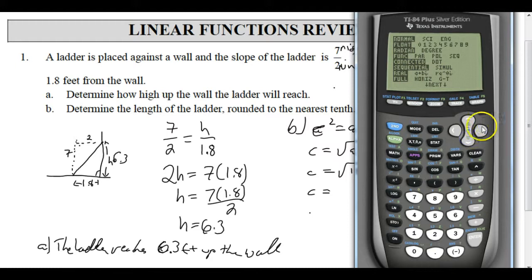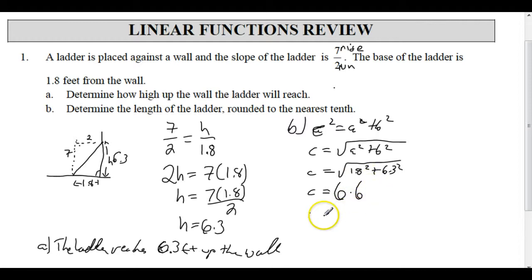Now remember the other way to do this, just, might as well give some hints. If we go to mode, down to float, and over to 1, then we're telling the calculator that we would like it to round to 1 decimal. So if I redo the calculation, I'm going to have to actually go back and replace the answer with 6.3. The only reason I got that before, plus 1.8 squared, and there we go, 6.6, right? So now it's rounding. So 6.6, the length of the ladder is 6.6 feet.